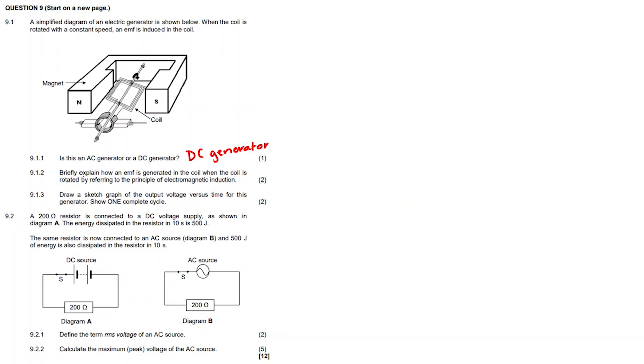Question 9.1.2. Briefly explain how an EMF is generated in the coil when the coil is rotated by referring to the principle of electromagnetic induction. So, in a generator, an EMF is induced as a result of the change in the magnetic field, or the magnetic flux, which is linked to the coil.